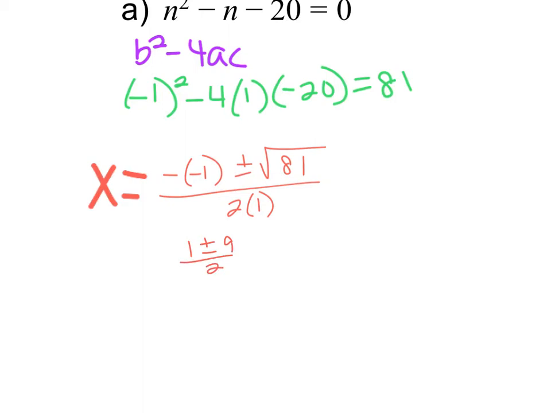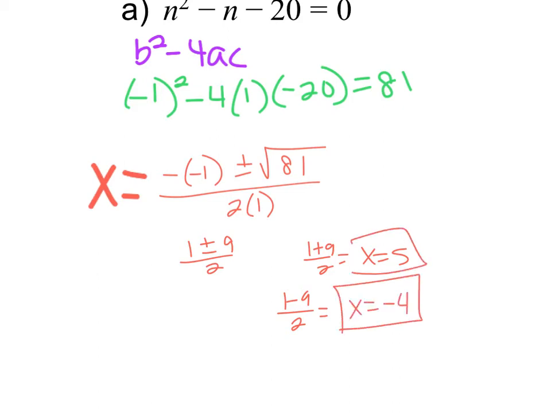So if we do 1 plus 9 over 2, that would be 10 over 2, so 5. So x equals 5 on 1. And 1 minus 9 over 2 is going to give you negative 8 over 2. So x is going to be equal to negative 4. So those are the two solutions.